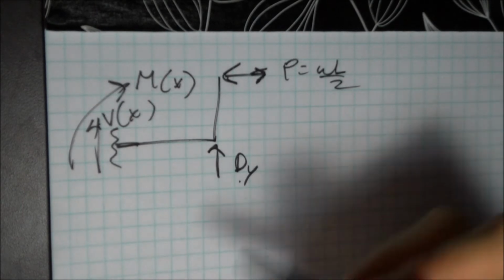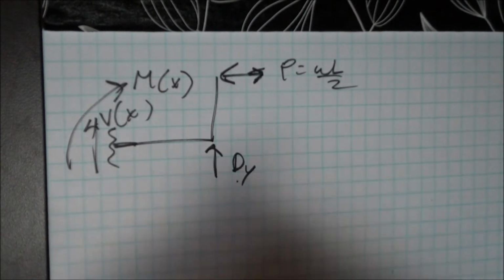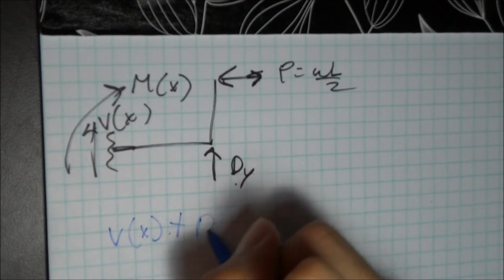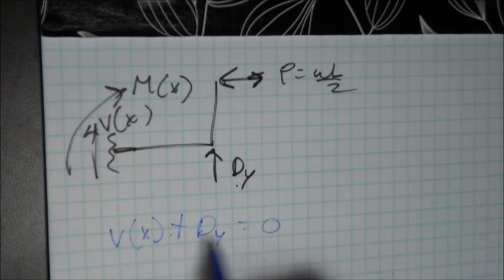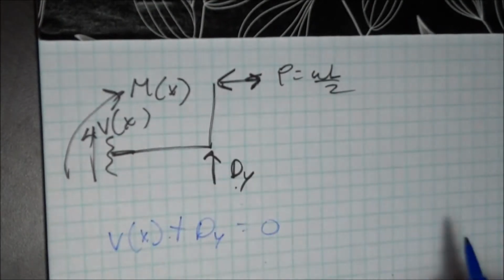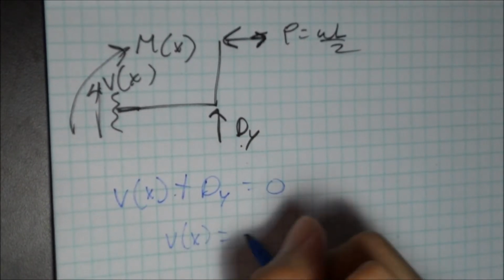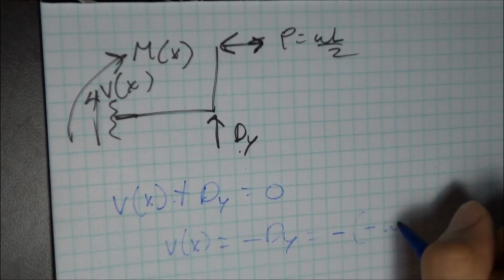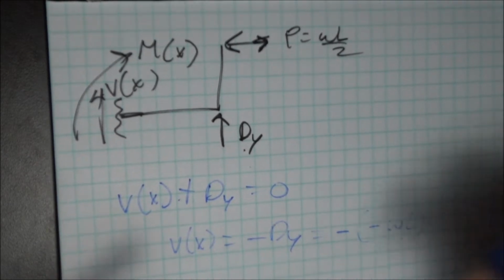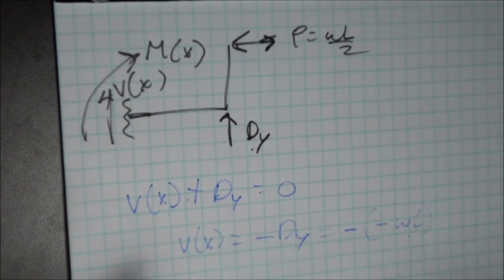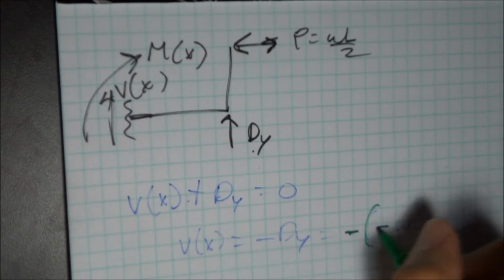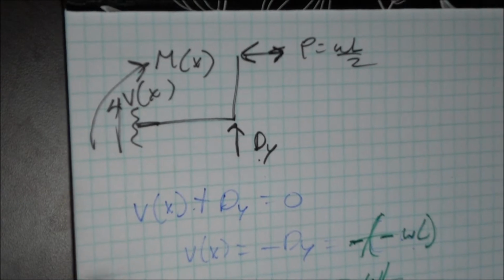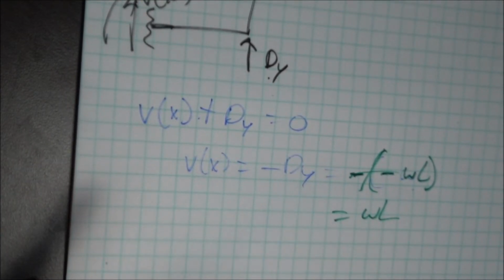Now, as I'm doing these equations, what is my v of x? My v of x is going to be plus dy equals 0. This is the sum of forces in the y direction. I have no other forces in the y direction. My v of x equals negative dy, which is going to be equal to negative of negative WL. My blue marker has had it. Negative times negative WL is going to be positive. My v of x is going to be positive WL.